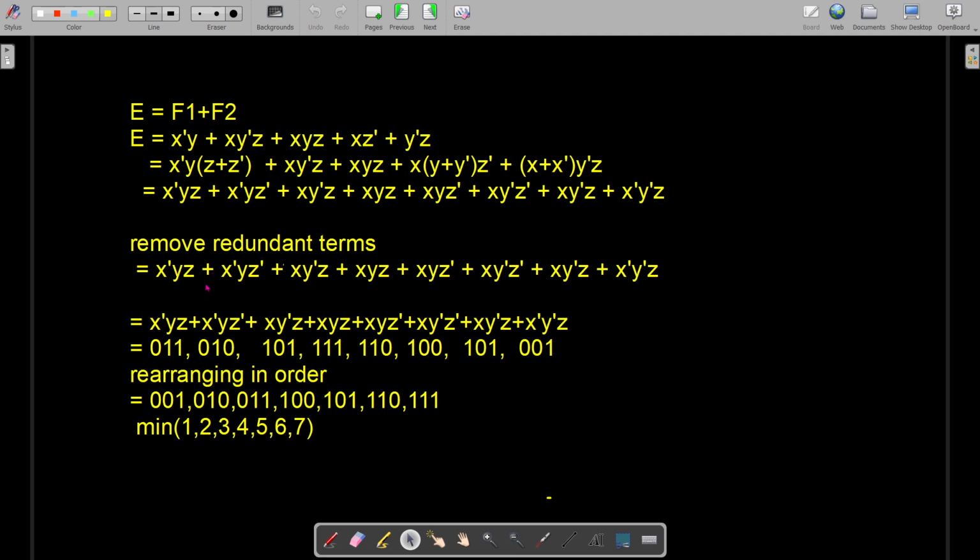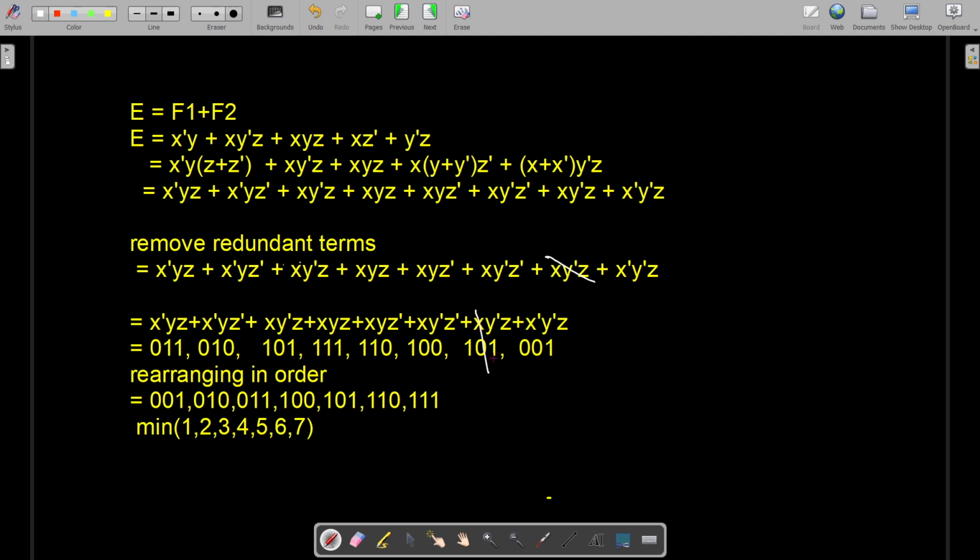So if we look into here, what are all repeating? We get this x y dash z, isn't it? Here also it is a y, so we can strike it off. So for identifying that easily, I have written the binary values for all those things. That means this is 0 1 1, 0 1 0, this is 1 0 1, this is 1 1 1, this is 1 1 0, this is 1 0 0, this is 1 0 1, this is 0 0 1.